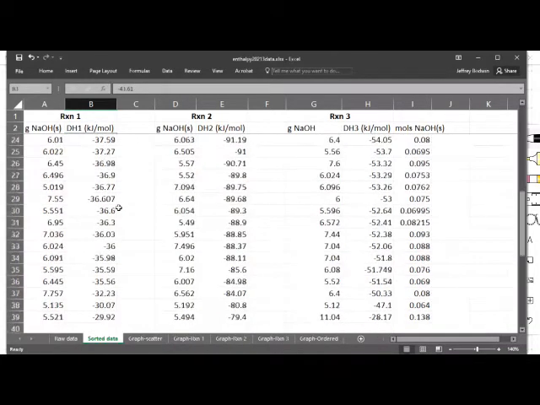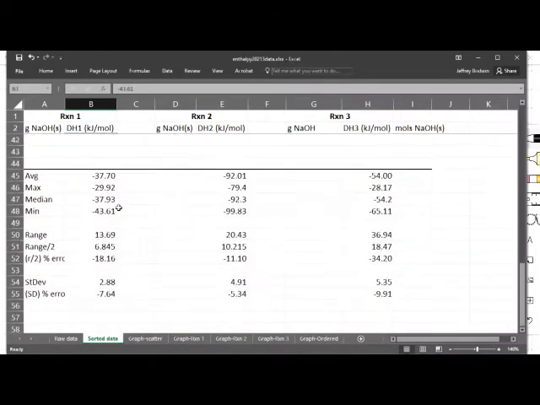I've got the data in here and I calculated out my stats packet. The average, if we look for reaction one, was negative 37.70 kilojoules per mole with a maximum of just under negative 30 and a minimum of just negative 43 and a half. So max and min, these are negative values, so they seem like they're switched. My median seems pretty reasonably in the middle of the data.